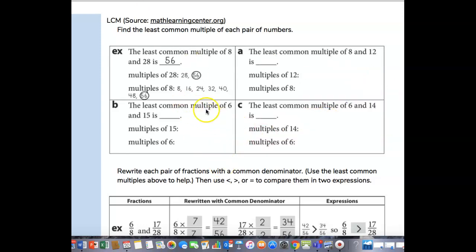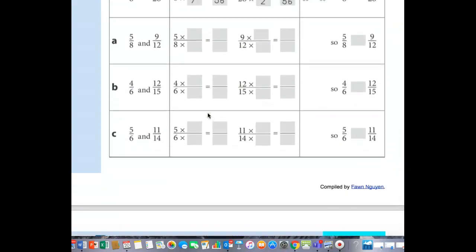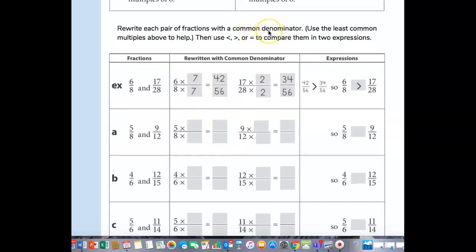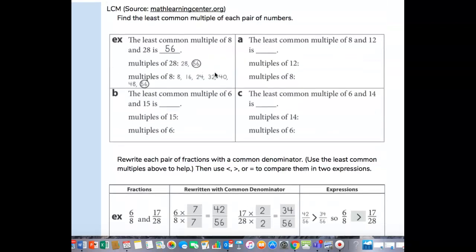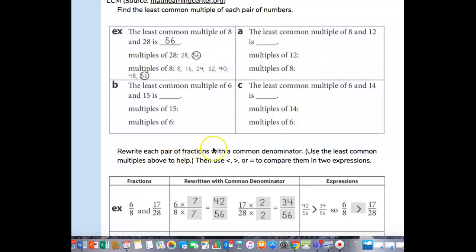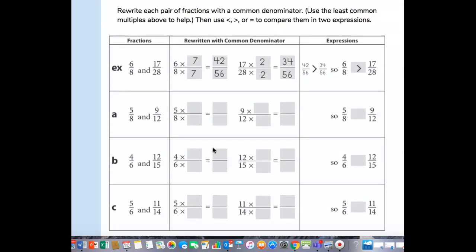All right, let's move up. Rewrite each pair of fractions. This is our last one. Rewrite each pair of fractions with a common denominator. Use the least common multiples above to help. Then use less than, greater than, or equal to. Okay, so if you have this filled out, that will help you. Now I can't be on this at the same time as I'm on this, but you can with your papers, you can be on the same. Look at both. So 6/8 and 17/28.